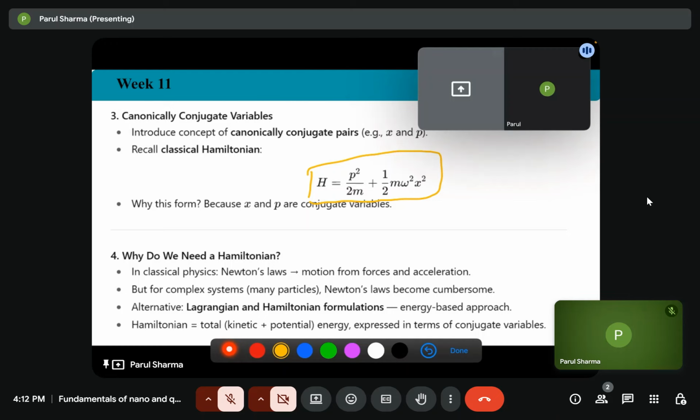But for the many particle system, it becomes a complex system and Newton's law becomes cumbersome. So what are the alternatives? There are alternatives like Hamiltonian and Lagrangian formulation. In the Hamiltonian formulation, we don't deal with force, we deal with an energy based approach.